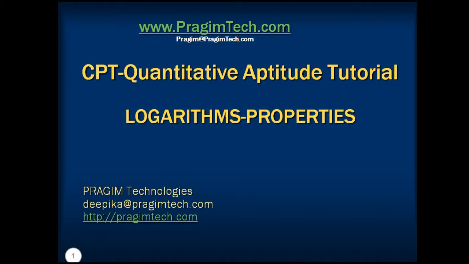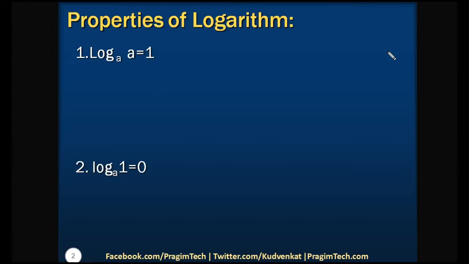Hello everyone, welcome back. Let us understand properties of logarithms by considering simple examples. Let us list out properties of logarithms which are useful to solve many numericals. The first one is logarithm of a to the base a is equals to 1. That means that when the base and the number are same, the logarithm value is going to be 1.